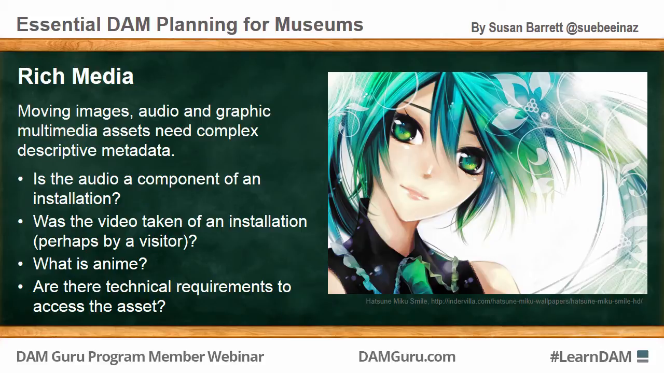So the image is computer generated. I can tell you from the metadata which computer software was used to create it and what format it's in, but the socio-cultural information about anime and the community of people who create and enjoy it is lost without robust descriptions and metadata. Are there technical requirements to access the asset? So, specific software or computer add-ins that you need in order to view or download the asset?